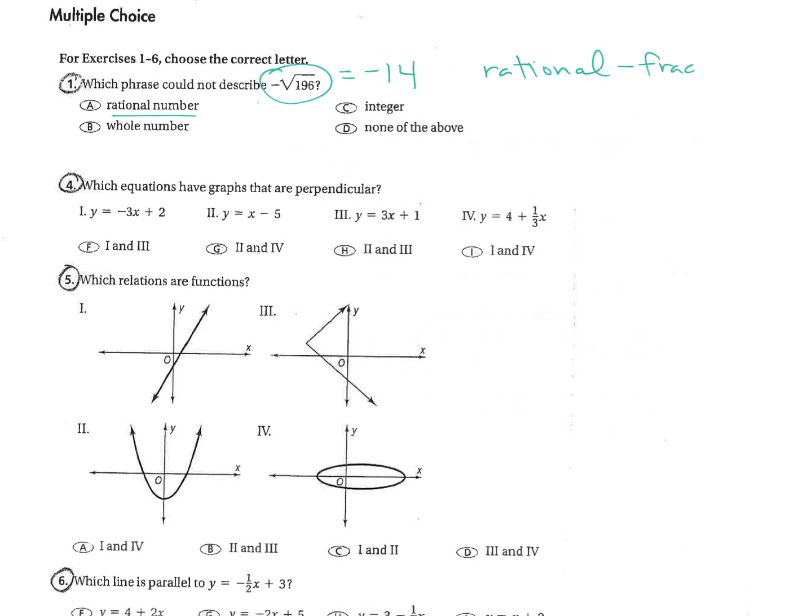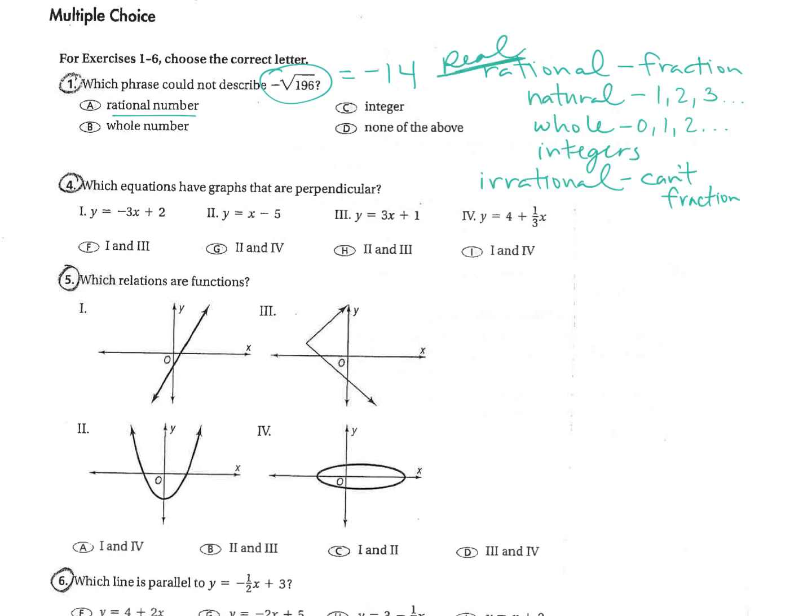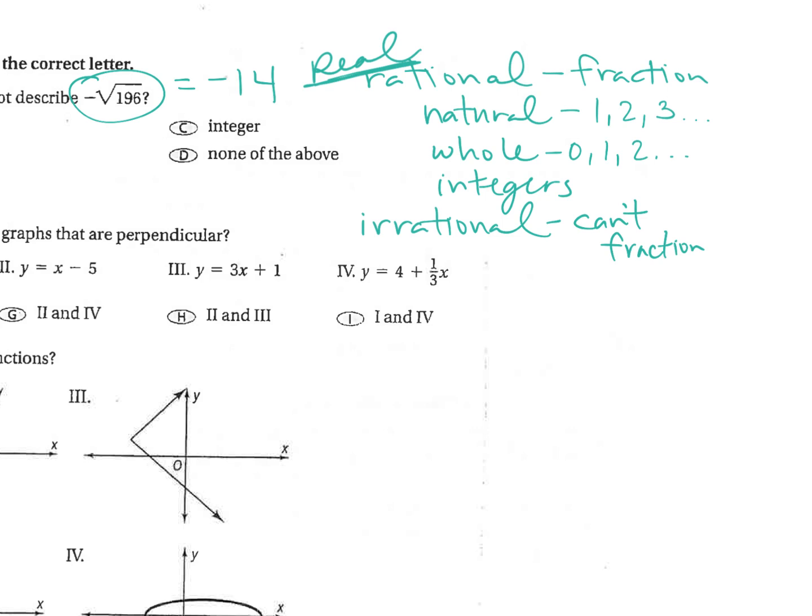What are the whole numbers? 0 and the natural numbers, right? So the whole numbers are 0, 1, 2, and so on and so forth. And then what are integers? The negatives. So -2, -1, 0, 1, 2, going in both directions.